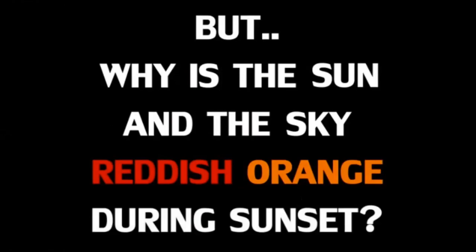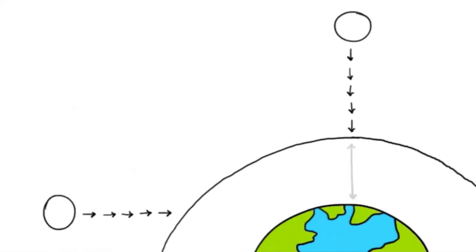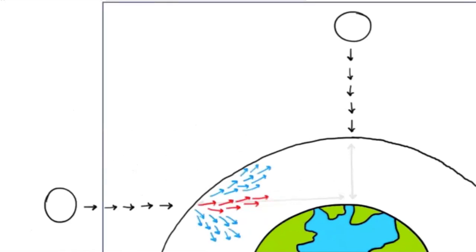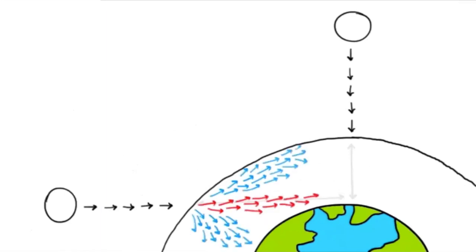Well, at sunset, the sun is a lot lower in the sky, and the sunlight has to travel through a lot more atmosphere to reach your eye, which means blue light has a lot more time to scatter all around. And what remains is the red light, which reaches our eye. Okay, but why are clouds white?